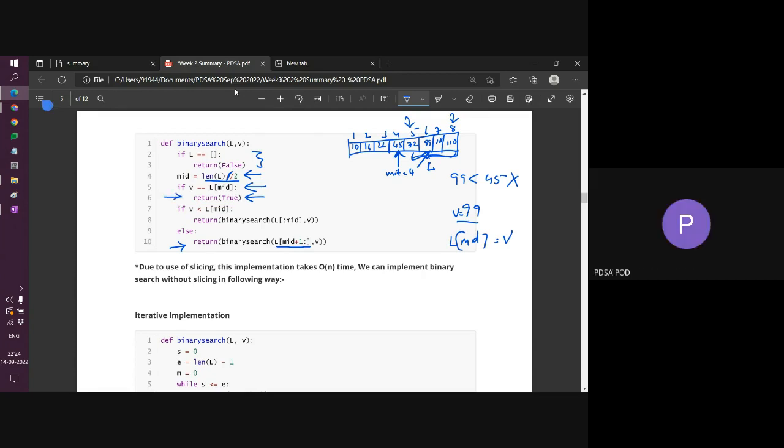Now the interesting thing that you have to see here is the slicing technique. That is what is written here. Due to the use of slicing, this implementation takes O of n time. Python internally, this slicing takes O of n time. So sir has given this regular implementation just to discuss the concept, but if you want to do a finer analysis on how much time it takes, you have to stick to this algorithm.